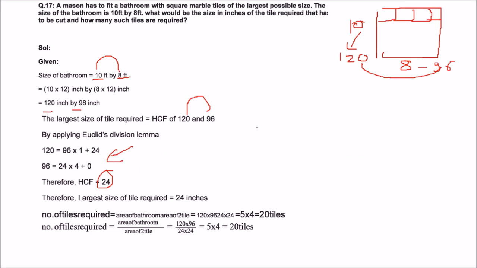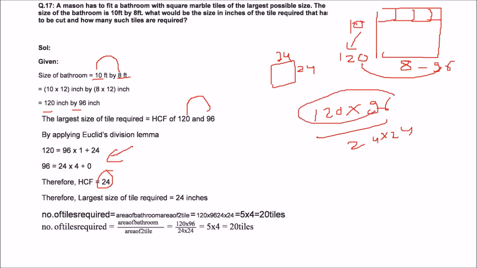Now how many you can find out? See, the whole area is 120 into 96. And what is the size of one tile? If it is 24, this is 24, it is 24 by 24. So when you divide the size of whole area by size of one tile, you get the number of tiles, that is 20 tiles.